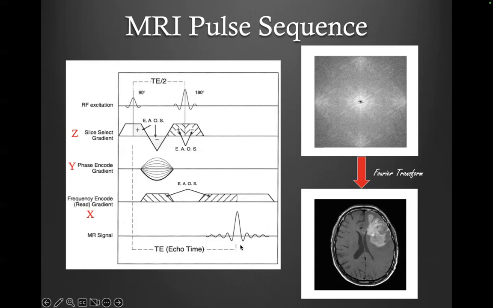And then at an echo time, the TE time, you get your MRI signal, which is encoded. It actually has the X, Y, and Z direction already encoded. So this is the raw MRI data, this crazy looking image called K-space. But after you do a Fourier transform and decode this frequency and phase information, it gives you a nice MRI image.